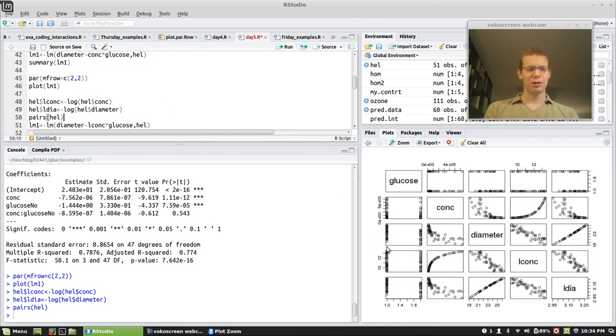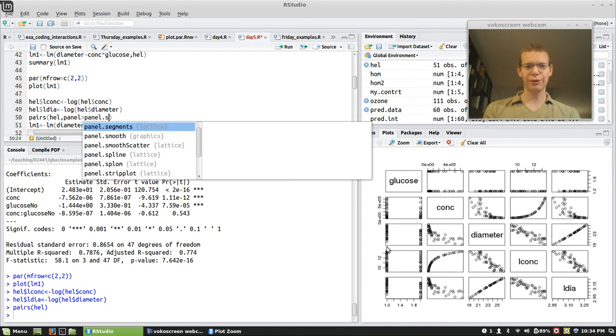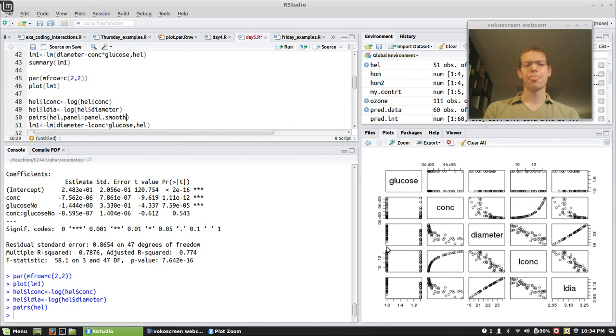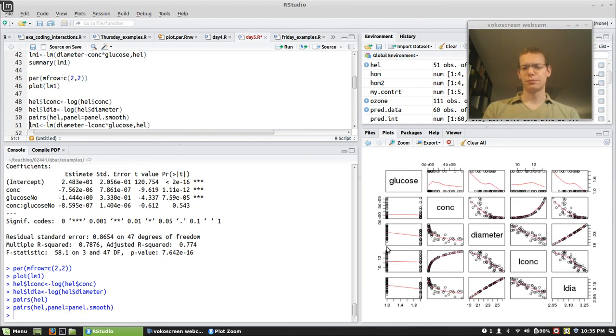And I will add the panel equals panel.smooth, like this. And now we see that what we're looking for is to describe the diameter. So we are looking at graphs in this line, and with the log concentration and diameter, actually things look quite nice as opposed to what it looked like before.